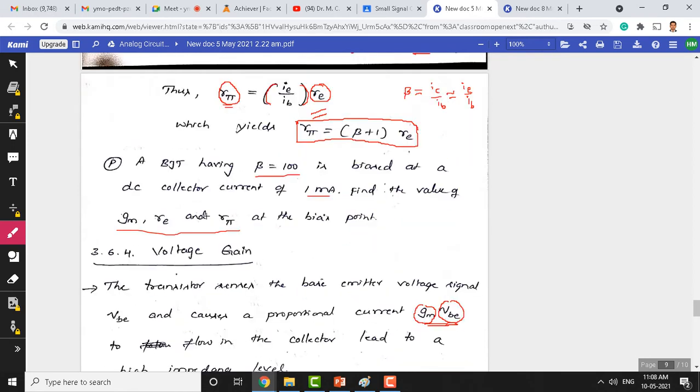Given you to solve a problem on beta and this DC collector current, has anybody solved this problem? This is an exercise problem from the textbook. It is a straightforward problem, since beta is given as 100 and the DC collector current IC is 1 milliampere. We are expecting you to calculate Gm, Re and r pi. Has anybody worked out this problem?